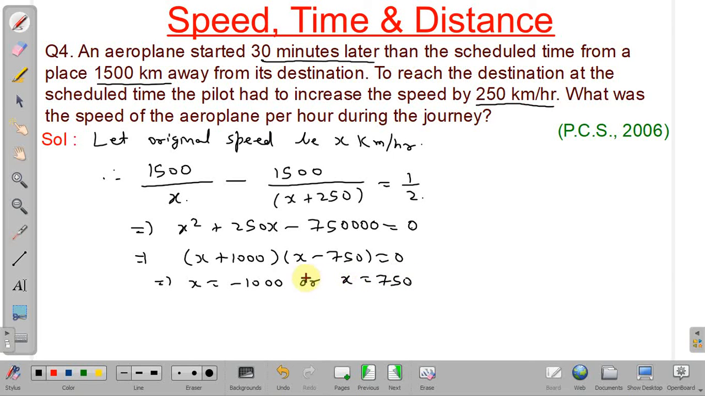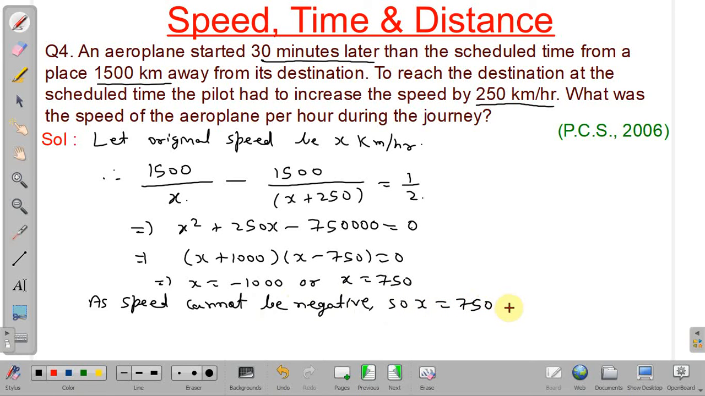But what is x? x is your original speed. Can the speed be negative? No. So as speed cannot be negative, x will be equal to 750 only.